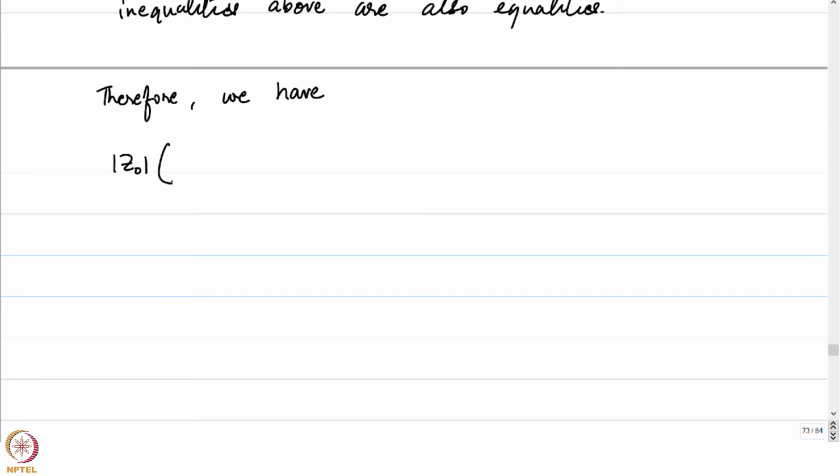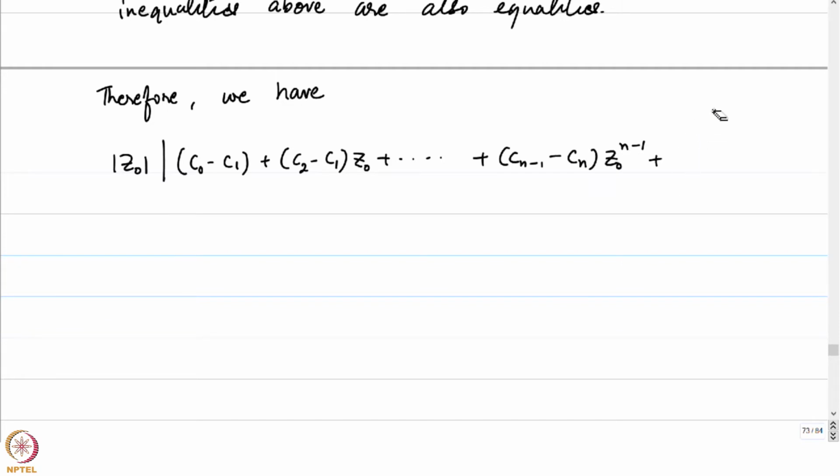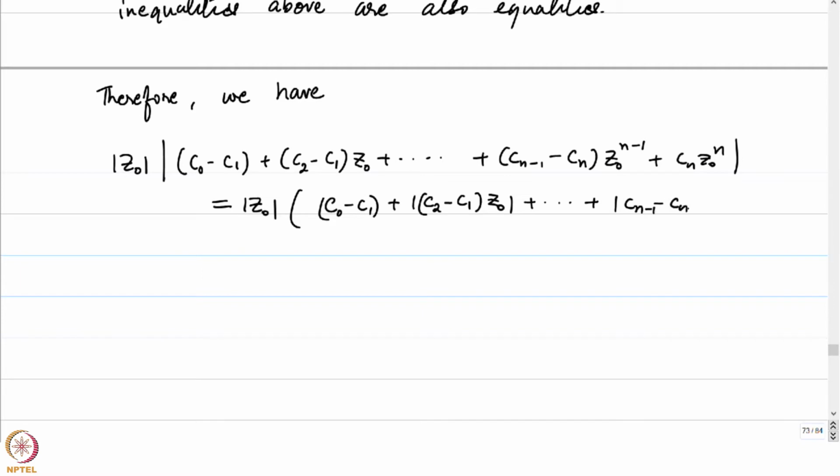Absolute value of Z0 times the absolute value of C0 minus C1 times the Z0 has been already taken care of, C2 minus C1 times Z0 plus up to Cn minus 1 minus Cn times Z0 to the power n minus 1 plus Cn Z0 to the power n. This is equal to the absolute value of Z0 times C0 minus C1 plus the absolute value of C2 minus C1 times Z0 plus the absolute value of Cn minus 1 minus Cn times Z0 to the power n minus 1 plus Cn Z0 to the power n.